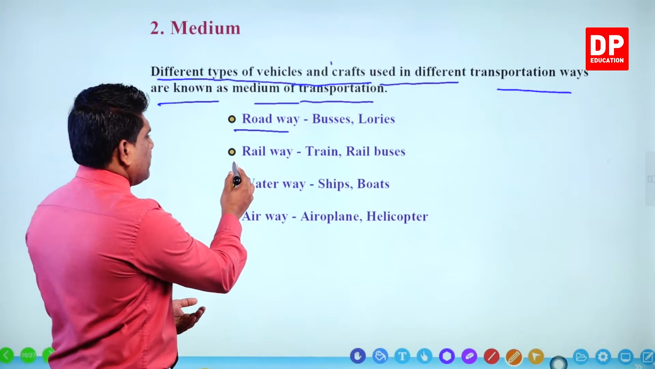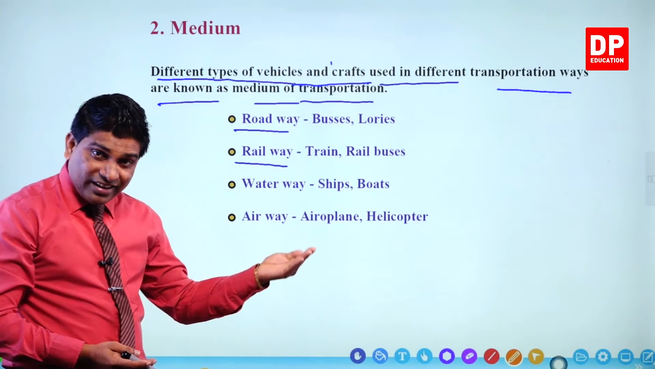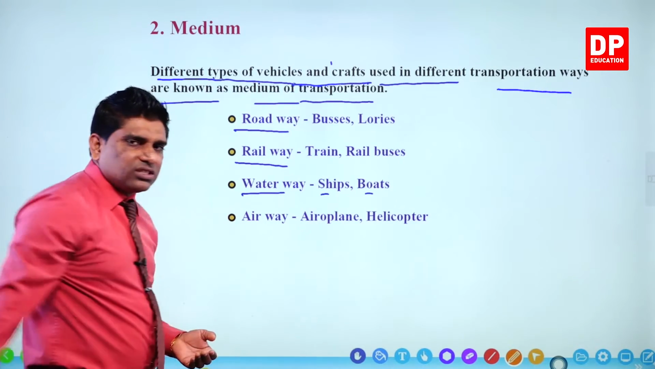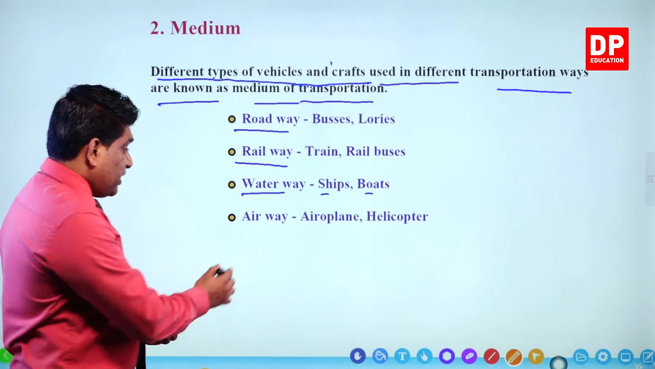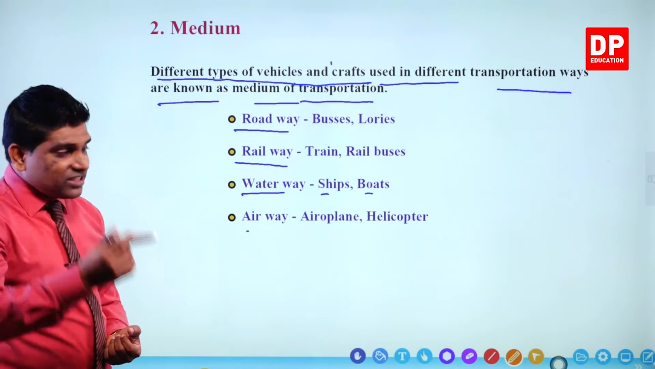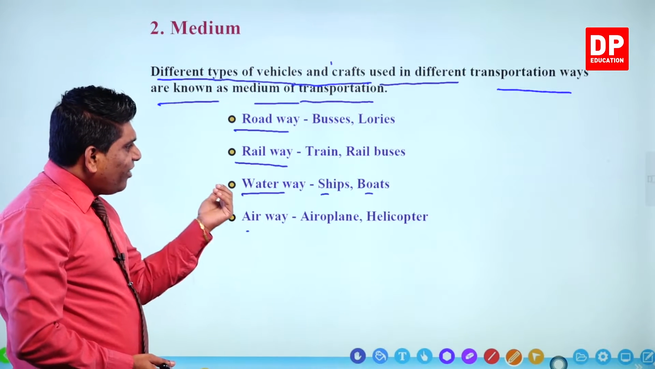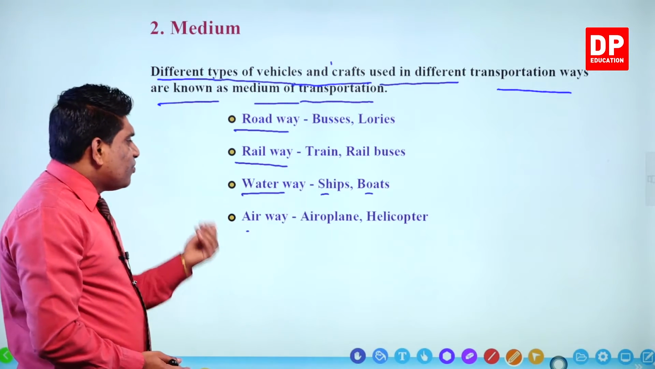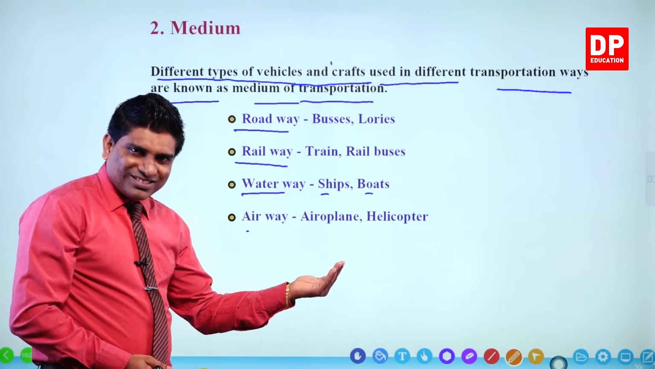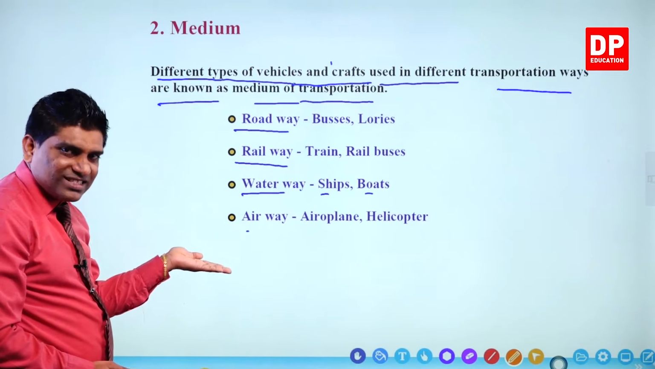The other one, railway. If you use railway, you can use train and rail buses. If you use waterway, you can use ships and boats. Airway, aeroplane and helicopter. We'll see it again. Roadway, buses and lorries, right? Railway, train and rail buses. Waterway, ships and boats. Airway, aeroplane and helicopter. These are the different mediums. These are the different ways.